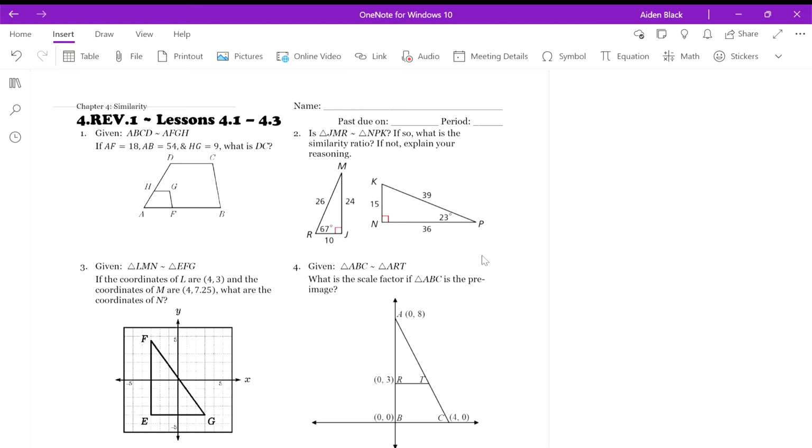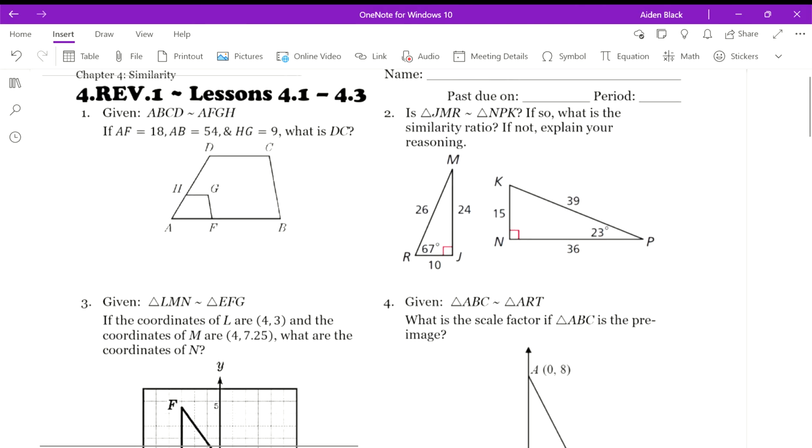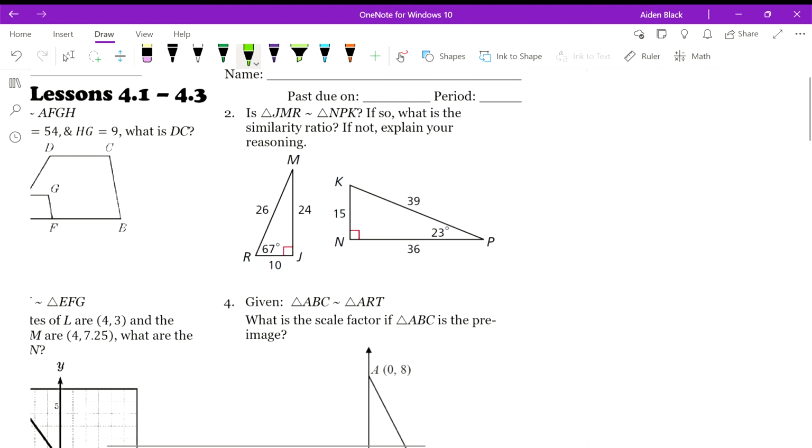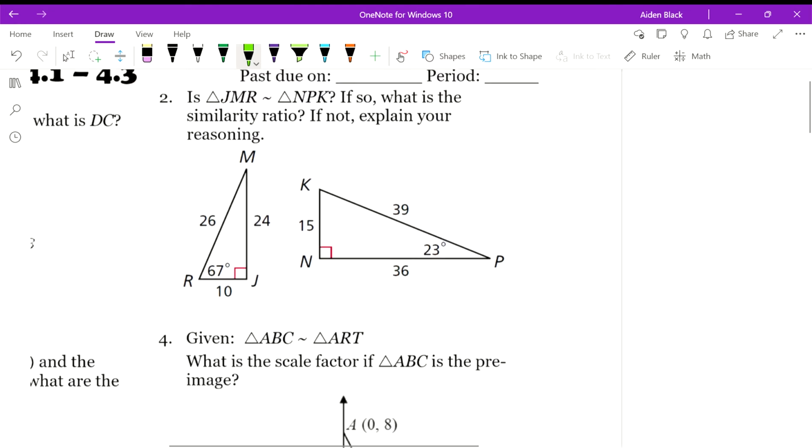Okay, let's check out the 4.1 through 4.3 review. We did these two questions in class, though I think I should go over question 2 one more time. The question's asking if these two triangles are similar, and to give the similarity ratio if they are similar, which is just the scale factor.